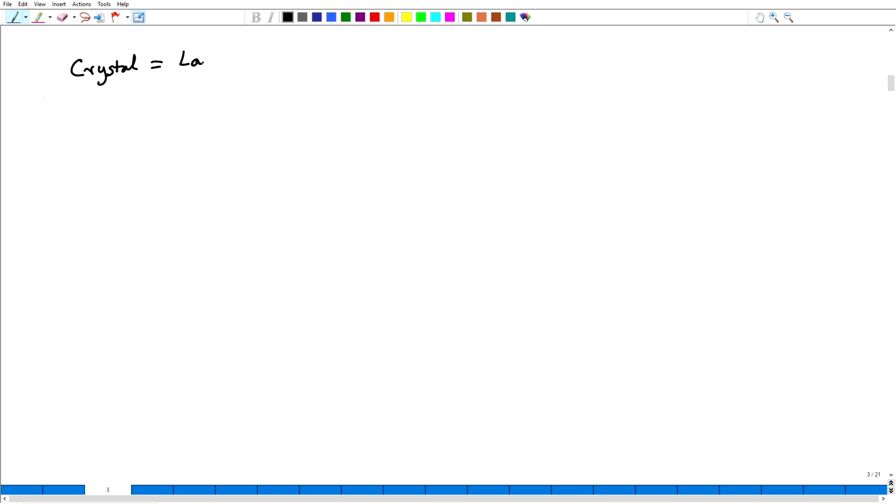Crystal equals lattice plus the third entity that I had mentioned in the last lecture, motif. So, a crystal will have atoms, and where are the atoms going to come from? The atoms are going to come from the motif. Let us take some examples to understand this. And this addition of lattice plus motif is actually an addition of vectors, as we will see a little later.